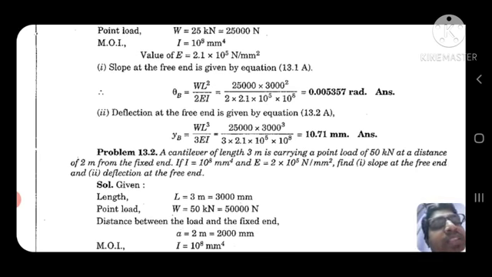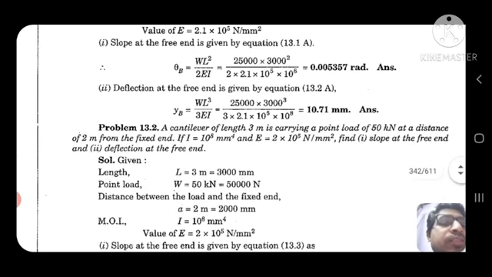Slope at the free end is given by the equation theta B equals W L square by 2 EI. So 25,000 into L square divided by 2 into 2.1 into 10 to the power 5 into 10 to the power 8. So that is equal to 0.005357.